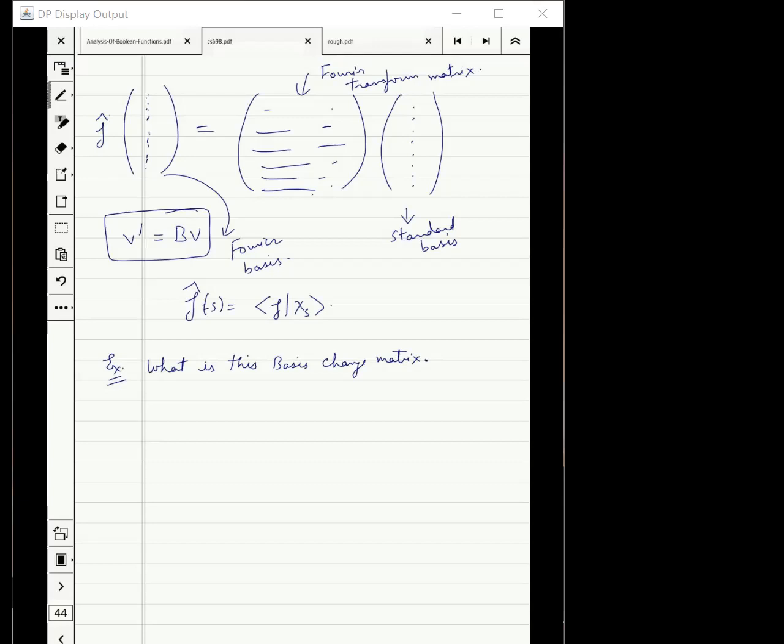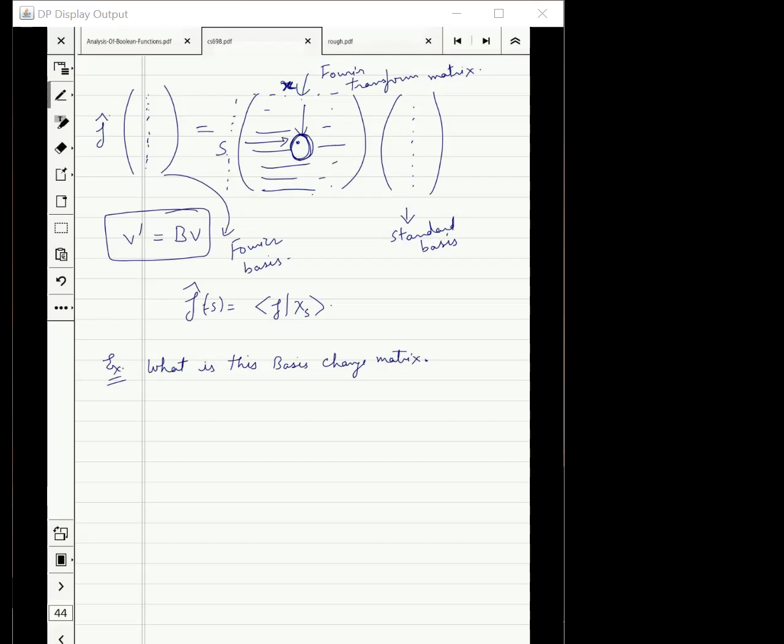Mm-hmm. You can figure out what this entry is. There will be an S here. This is how you should index it. The columns are indexed by inputs. The rows are indexed by subsets. And you want to tell me what this entry is. That is the exercise. You should be able to.